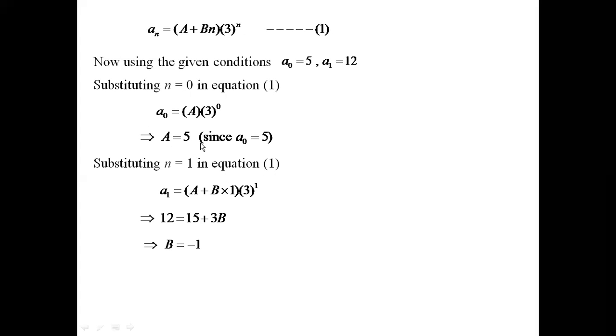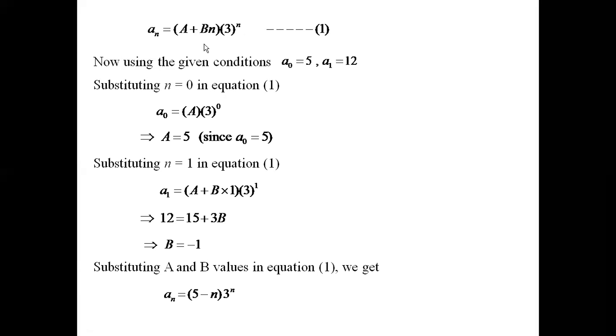Now once we know the arbitrary constants A and B, we can substitute into equation 1. So substituting A and B in equation 1, we obtain a_n equal to (capital A value is 5, B value is minus 1) so it becomes (5 minus 1 into n), so (5 minus n) into 3 power n.